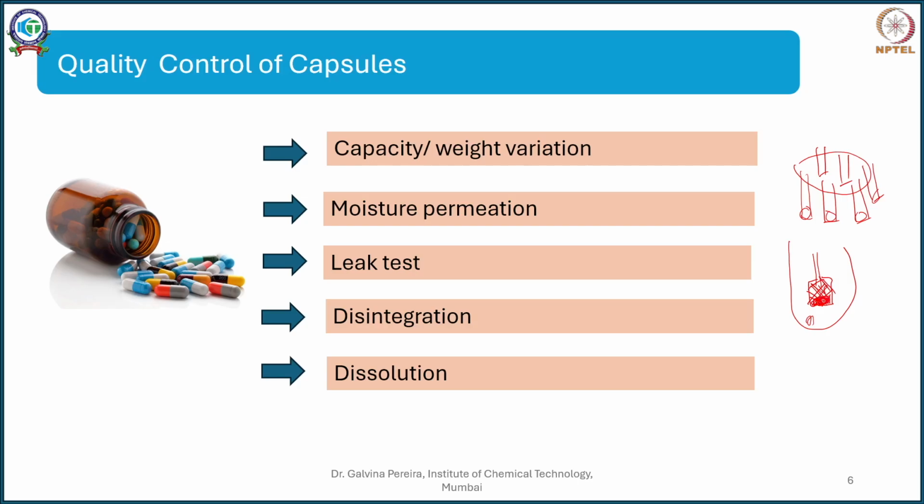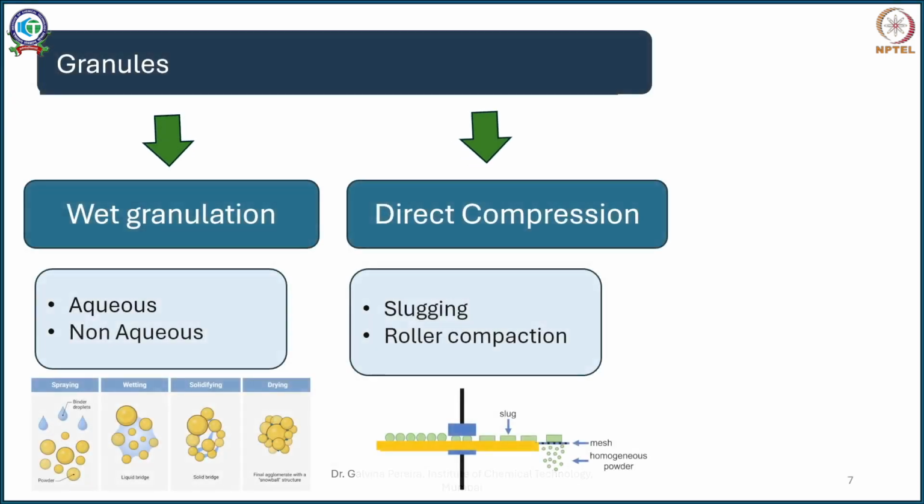Now this mesh basket rotates at a particular RPM in a media, and this media is made to simulate our gastric pH, like pH 1, or even intestinal pH, for a certain amount of time as specified in the monograph. So how much time the capsule takes to dissolve, and how the drug is released from the capsule matrix, is assessed by the dissolution test.